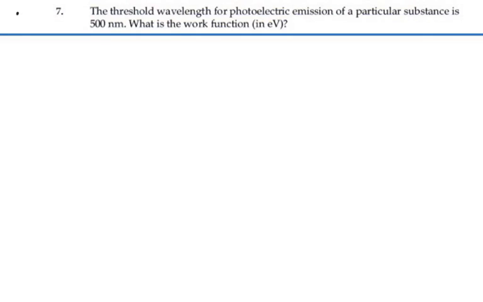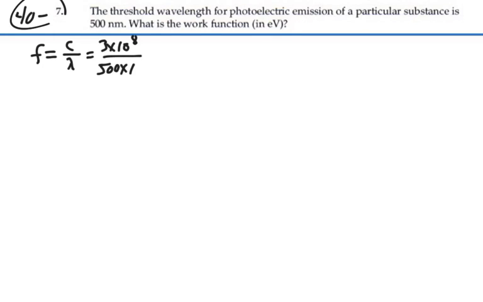Here's problem 47. The threshold wavelength for photoelectric emission of a particular substance is 500 nanometers. What is the work function in electron volts? Well, the frequency that corresponds to this threshold wavelength will be equal to the speed of light divided by the wavelength, 3 times 10 to the 8 over 500 nanometers, 500 times 10 to the minus 9, and that's equal to 6 times 10 to the 14 hertz.